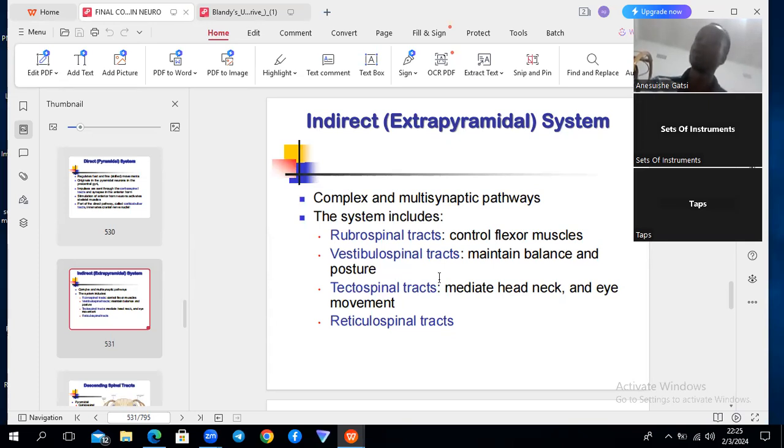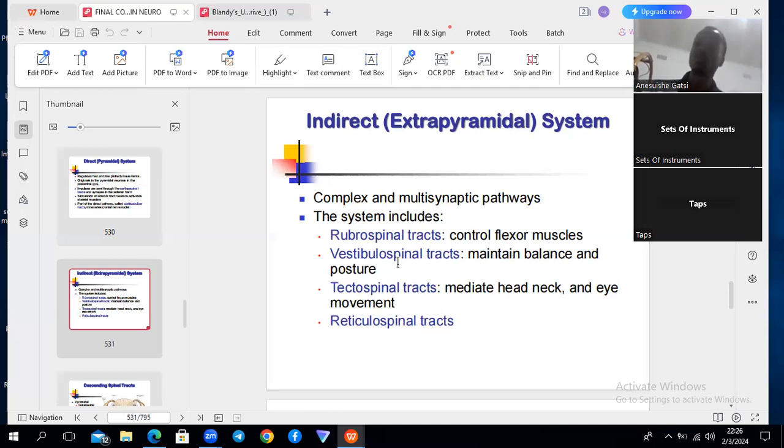What this vestibulospinal tract will simply do is maintain balance and posture. And if you want to make life simple, if you go back to your lower limbs, balance and posture comes from standing. And which muscles help you with standing? You'd remember the quadriceps. The quadriceps help with the extension of the knee. If you can't extend your knee, basically you can't stand.